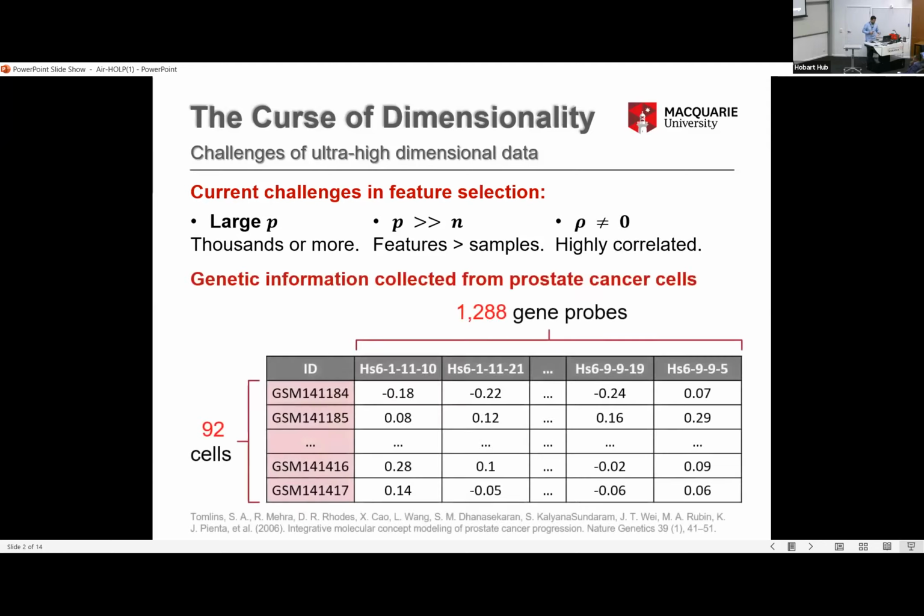For example, you can take this as an example. This is a data set that is collecting the genetic information from cells infected with prostate cancers in different stages. And what we can see is that you only have 92 cells, like only a sample size of 92, but the number of features is 1,288. If you want to make a feature selection using such a data set, it will be very challenging.